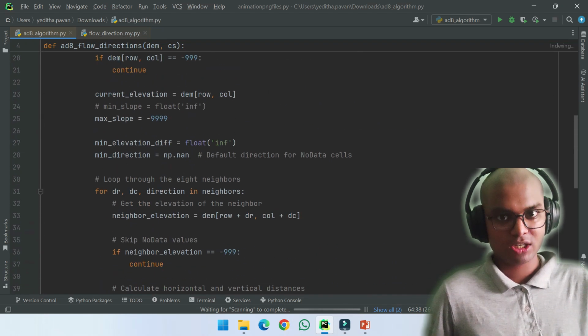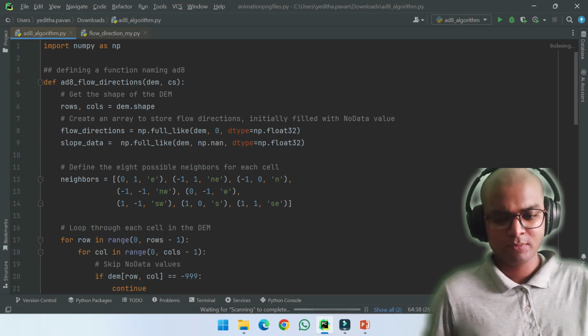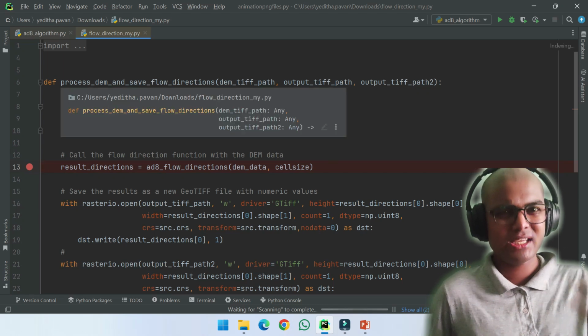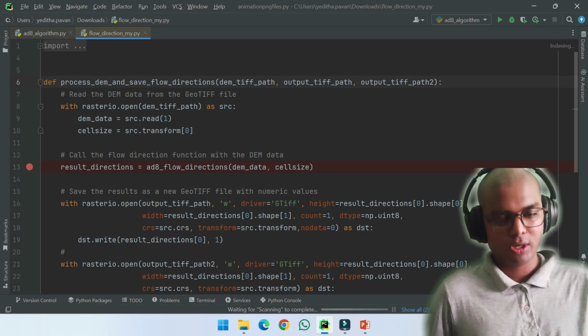So this is the function which we created, but we need to execute it, right? So to do so, I've just written a few sentences. If you see here, I'm defining another simple function to be able to run this whole code. I'm saying is process the DEM and save it. I'll give you the DEM TIFF file. You just give me the output, both TIFF files. One TIFF file would be my flow direction, the other would be my slope.